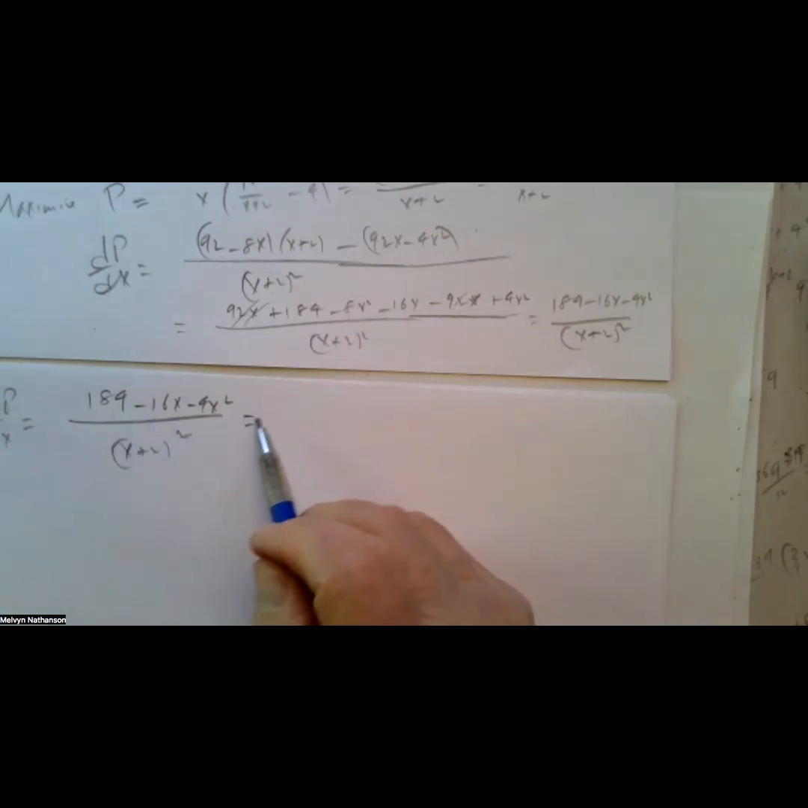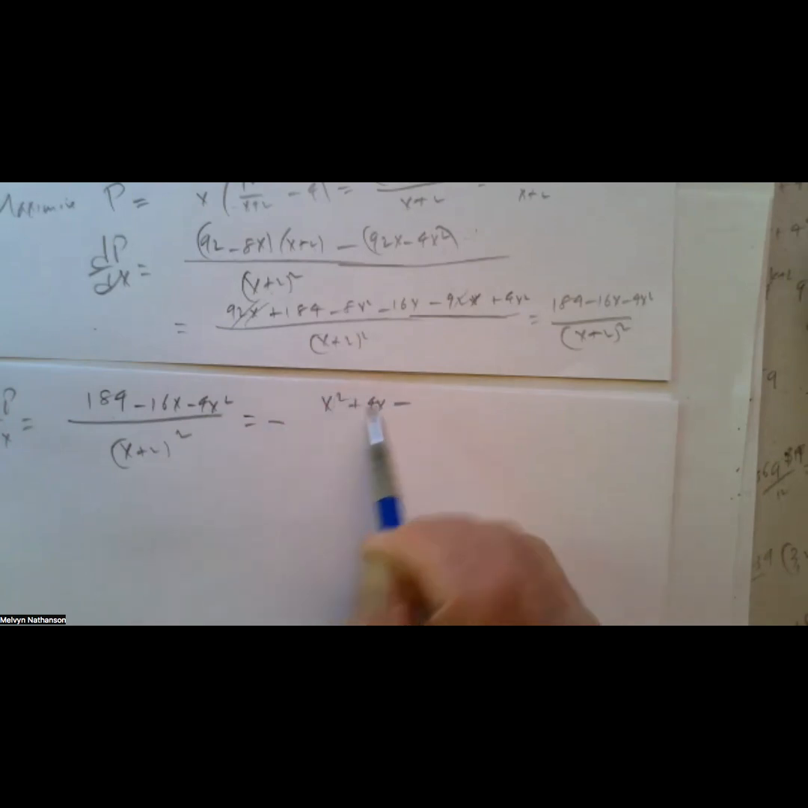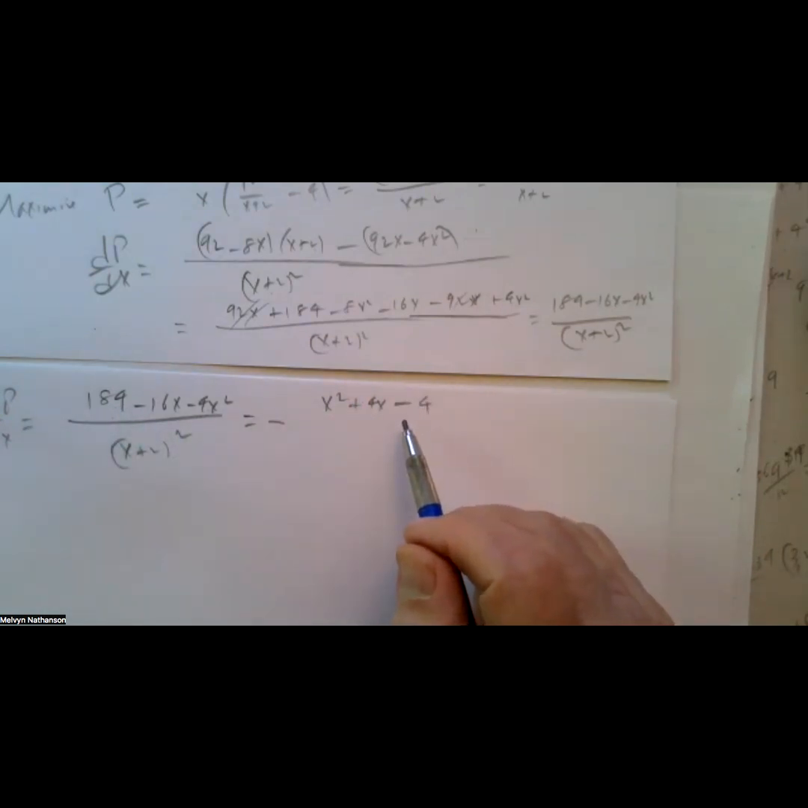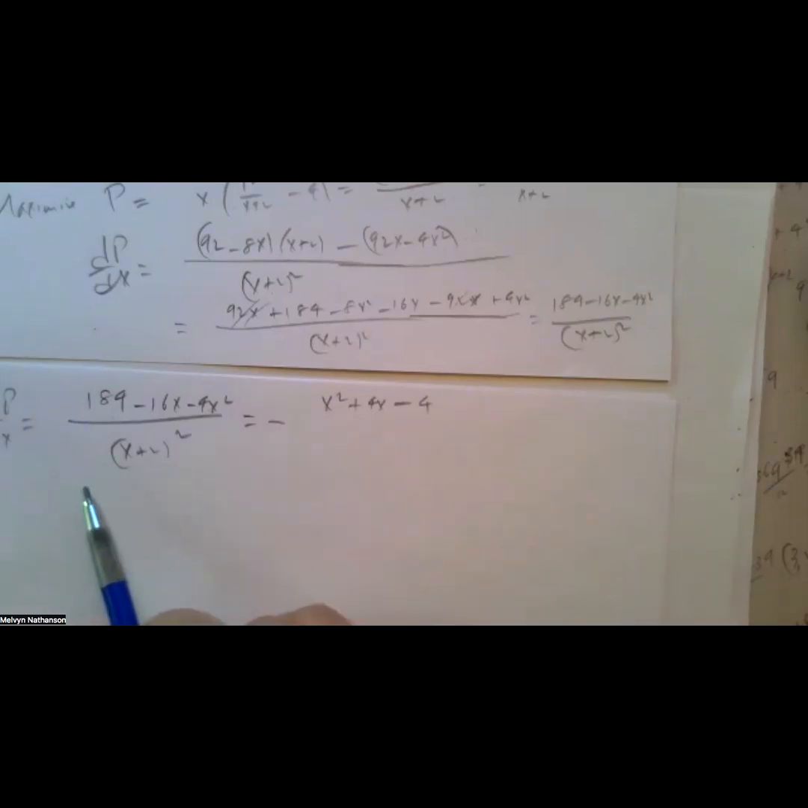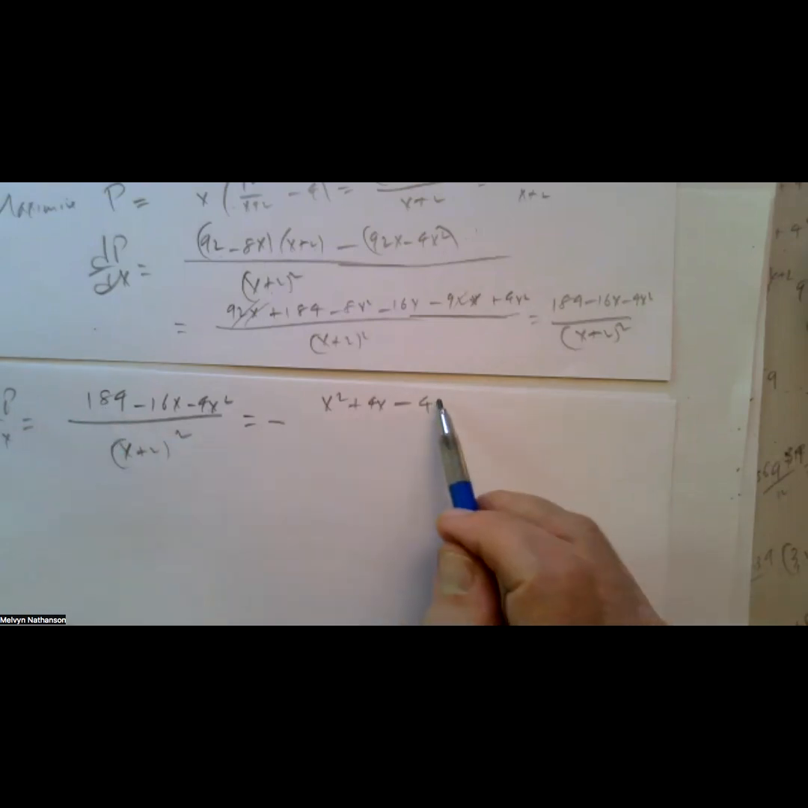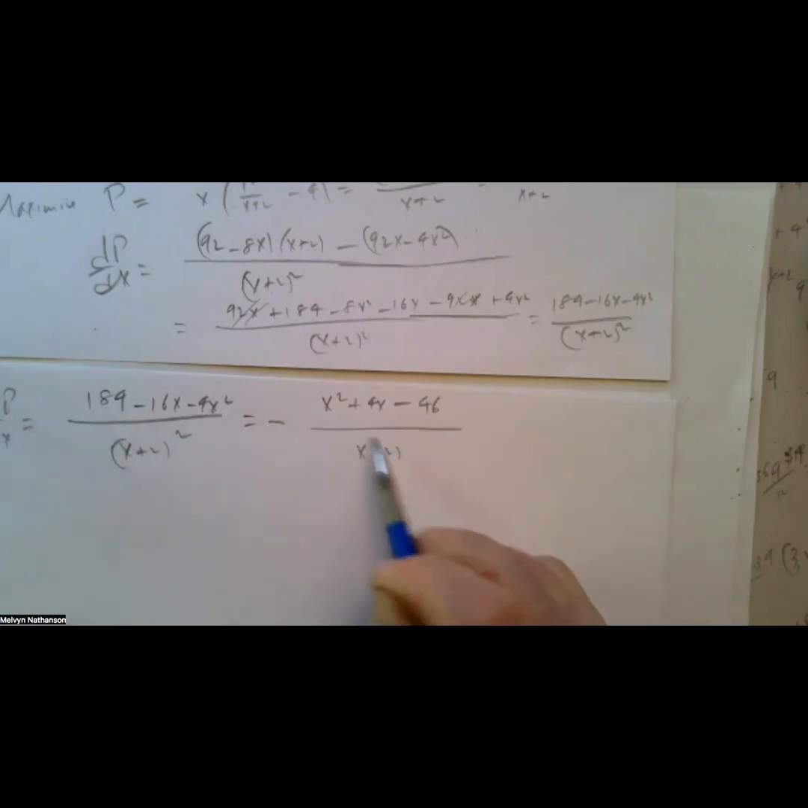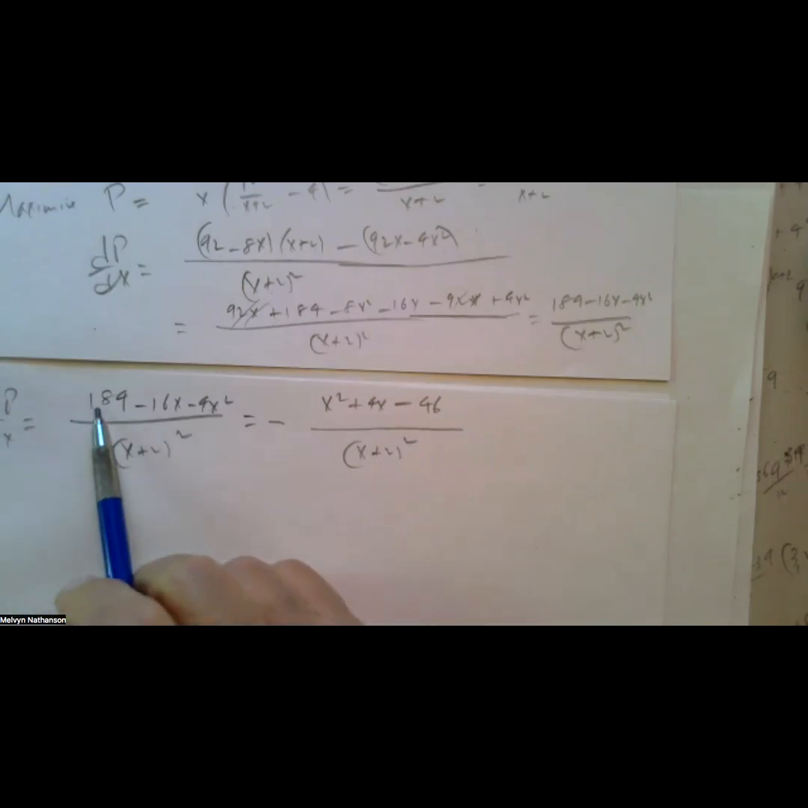Let me just factor a 4 out. I'll put a minus on it. This is minus X squared plus 4X minus 184 over 4, which is 46, over X plus 2 squared. 4 into 18 is 4, 4 into 24 is 6. Yeah. So something about this doesn't look right.